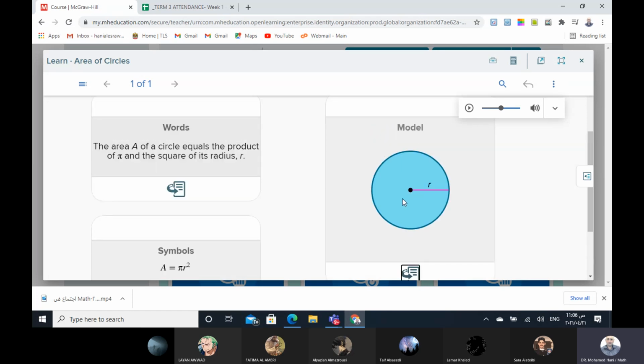This is the circle, this is the center of the circle, and this is the radius. And when you want to find the area, use this formula, A equals pi times r squared. Who can remind us what is the value of pi? 3.14. Great.